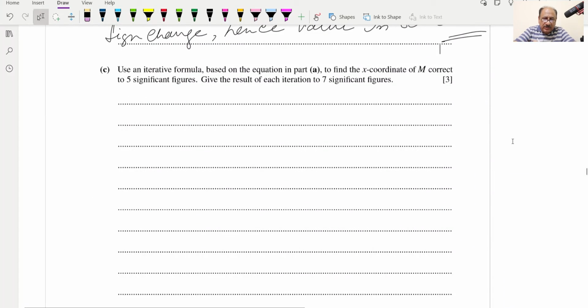C part says use the iterative formula and the equation in part A to find the coordinates of M correct to 5 significant figures. Give the results of each iteration to 7 significant figures. So this is important, 7 significant figures are required, and this is a 3 mark question. The equation we found is (3x plus 2) over 3 log x.